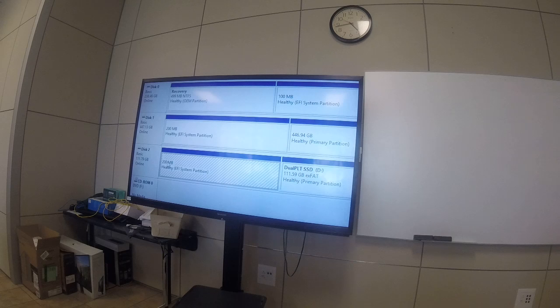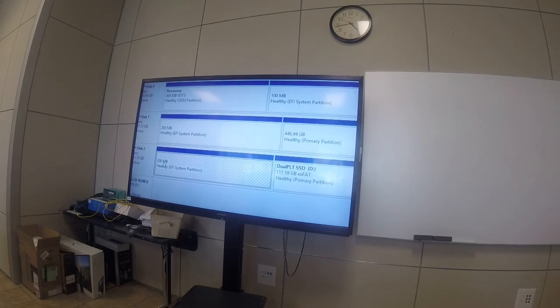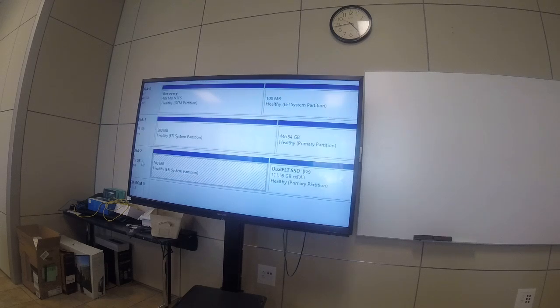Now, like I said, this has no OS installed on it. The only reason this has a 200 meg EFI partition is because I formatted it on Mac OS using exFAT. If I had done that on Windows instead, it would have a 100 megabyte EFI partition.